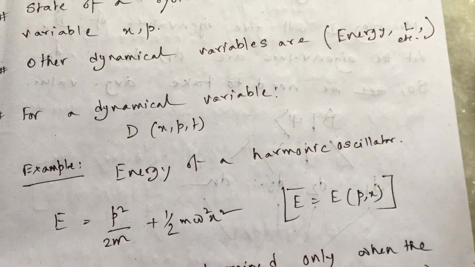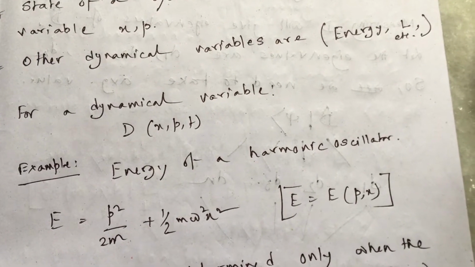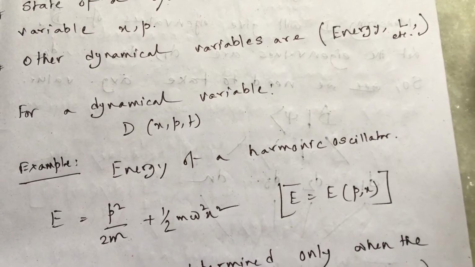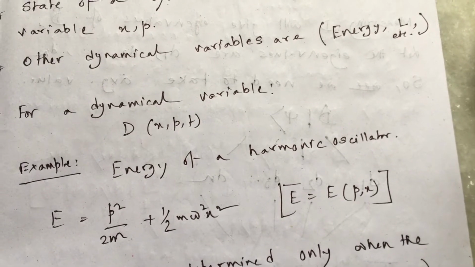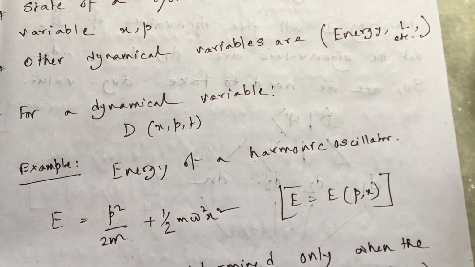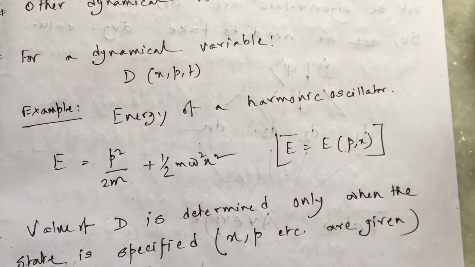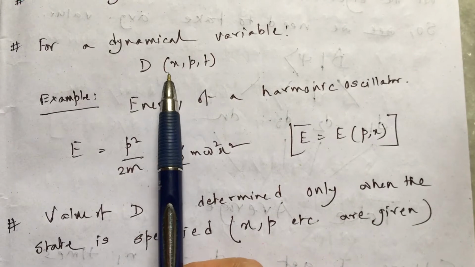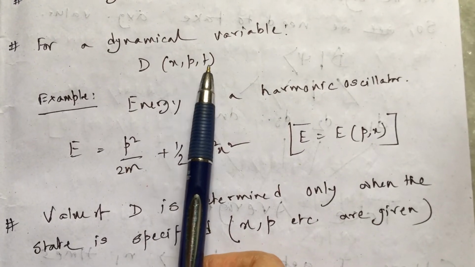Because angular momentum is r cross p. If force changes, the momentum changes. If velocity changes, its momentum changes, and its angular momentum is also changing. Let's have a look at this dynamical variable D, which is a function of position, momentum and time.